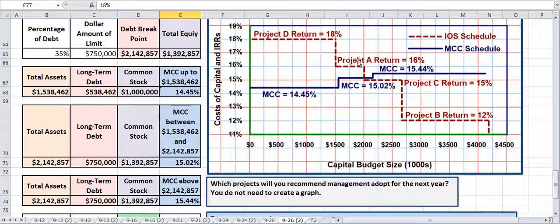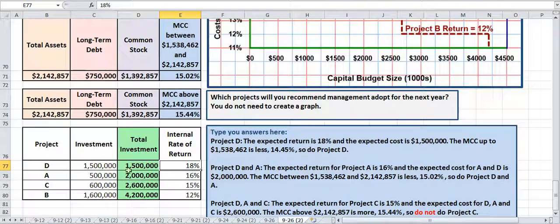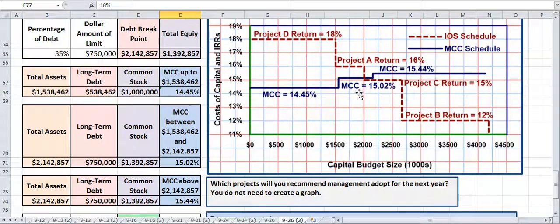And you can also see you're going to do project A as well, because even when you add project A, which is 500,000, to project D, you get a total investment of 2 million. The return for project A is 16%, so you're still earning 16% right here, and you're still above the marginal cost of capital at that point, which is 15.02.